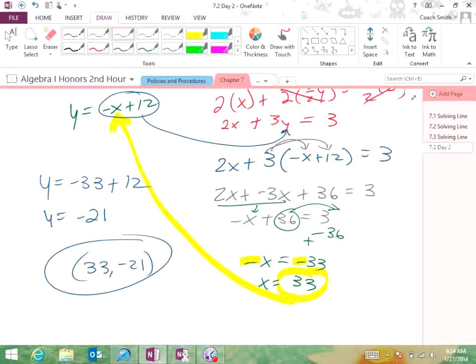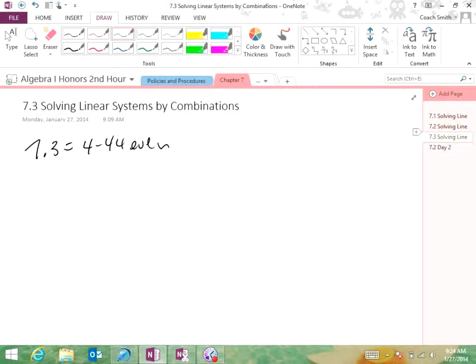All right, now let's move on to 7.3. We may come back to 7.2. Okay. 7.3 is solving linear systems by linear combinations. This one is fairly simplistic.